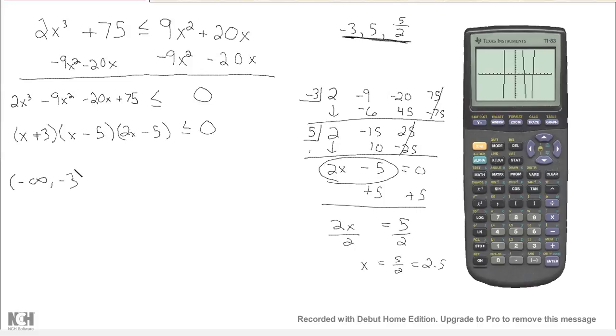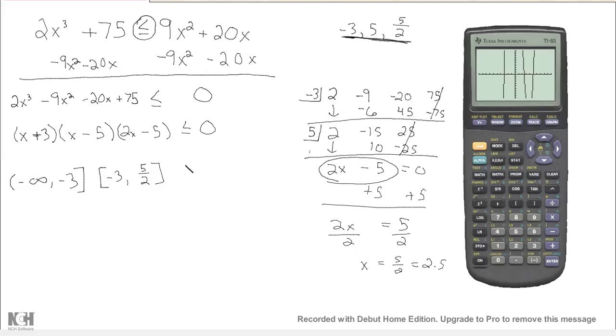Now I'm going to use a bracket on the negative 3 because my original inequality symbol had an or equal to on the bottom. So I need to use brackets to include the endpoints. So now I pick up at negative 3 and then go to the next 0 from left to right, which would be the 2.5 or the 5 halves.